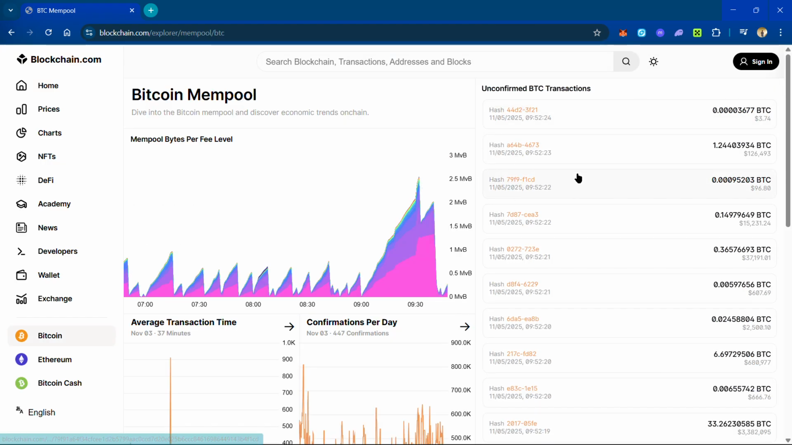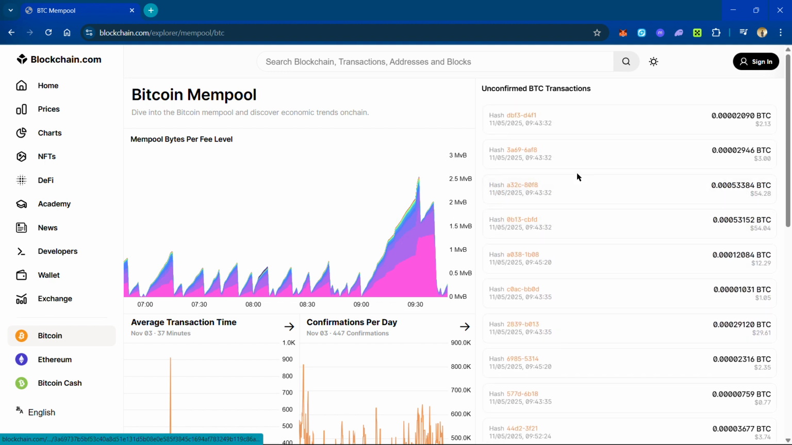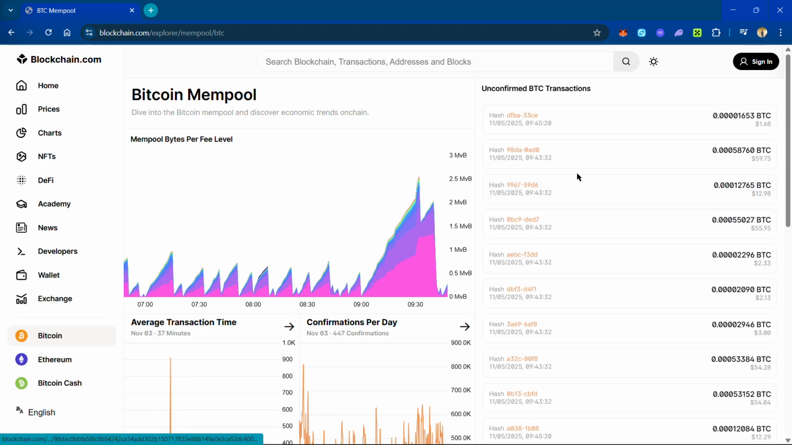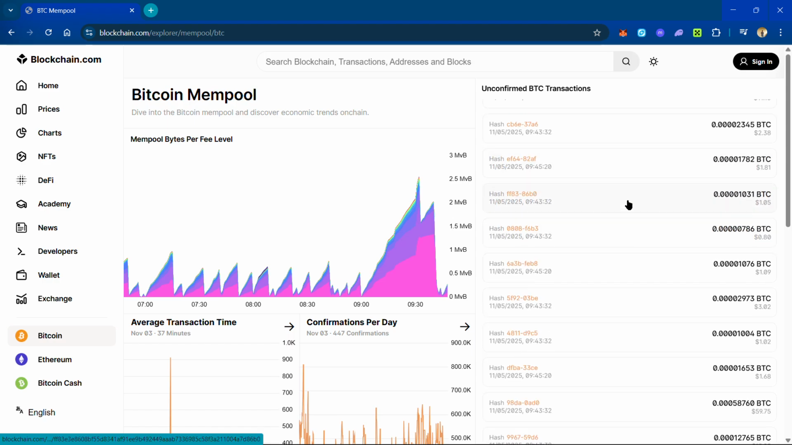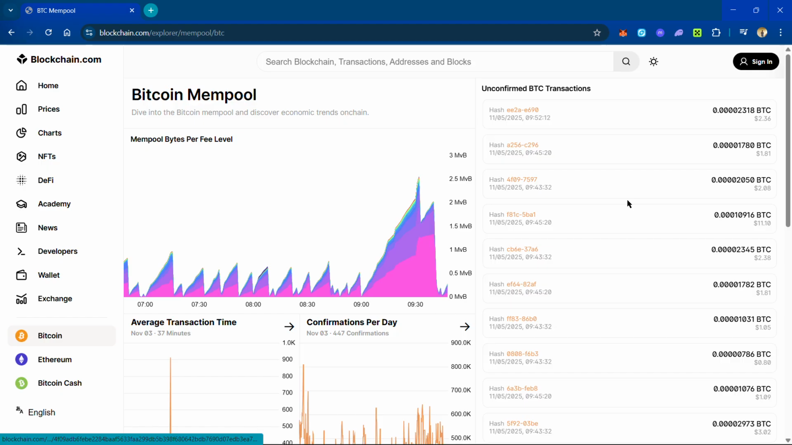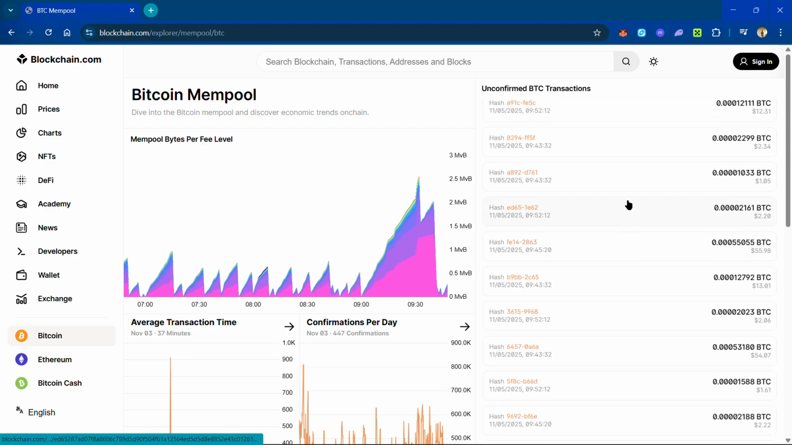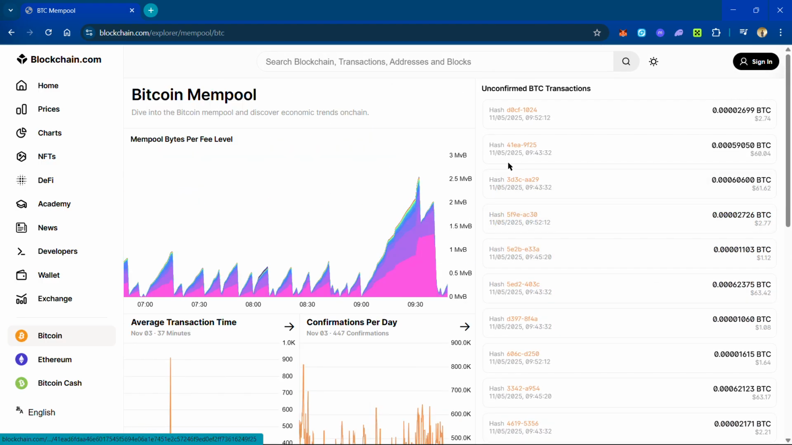As you can see, these are unconfirmed transactions. These are transactions that have been added to the block, but the block has not been confirmed by the miners. As you can see, each address is transacting Bitcoin in seconds. So this is $2.180 worth, $2 worth, $54 worth. The list keeps going and going and going.